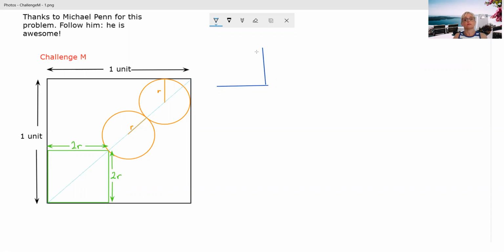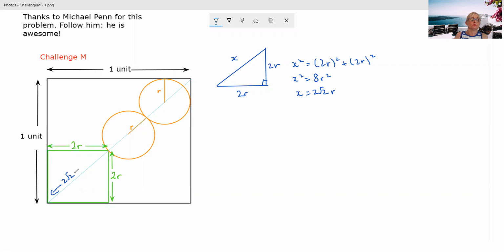We have 2r, 2r, and x. Using Pythagoras' theorem, x squared is 2r squared plus 2r squared. So x squared is obviously 8r squared. So x will be 2 root 2 times r, using Pythagoras' theorem and a little bit of absurd simplification there. So this length here will be 2 root 2 times r.